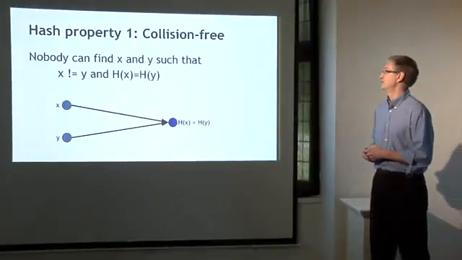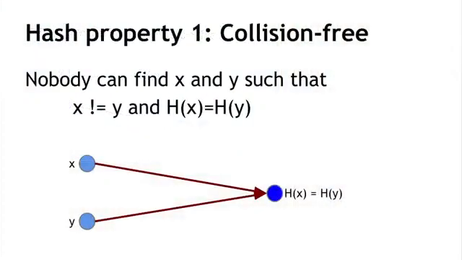So first, collision-free. The first property that we need from a cryptographic hash function is that it's collision-free. And what that means is that it's impossible, nobody can find values x and y such that x and y are different, and yet the hash of x is equal to the hash of y. If we look at the operation of the function as depicted by one of these red arrows, here's x and h of x, and here's y and h of y, then nobody can find a situation like this, that you have an x and y that are separate, and yet when you hash them, they hash to the same value.